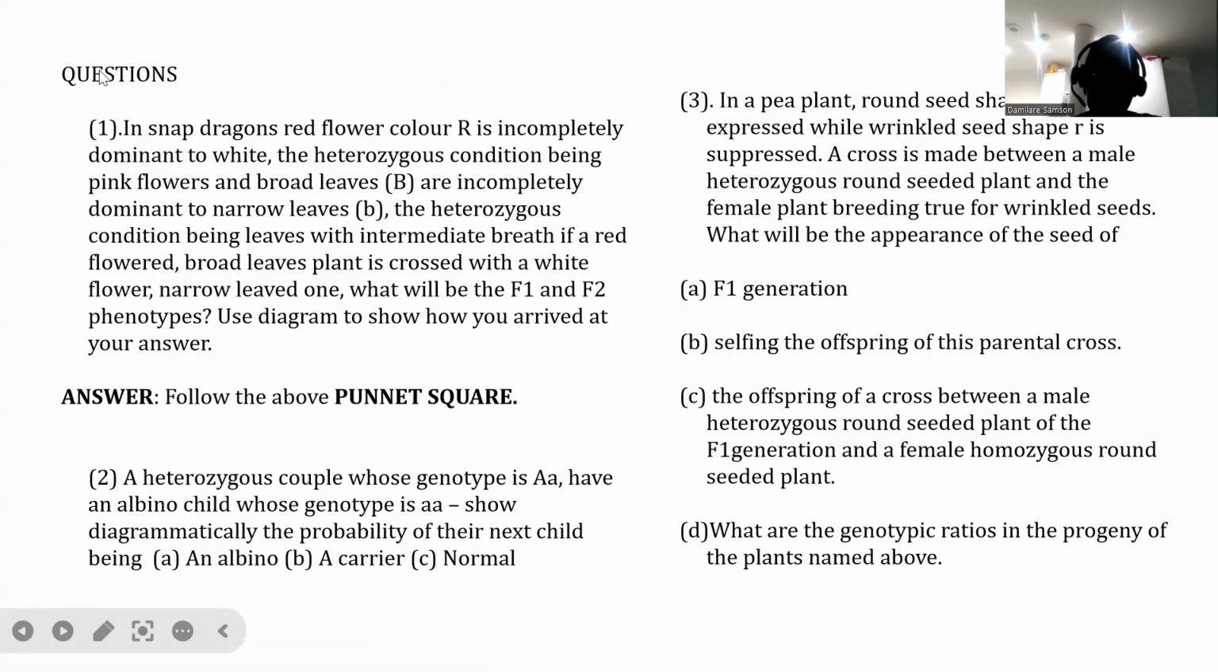So that is all about the Punnett square. Automatically, we've answered question 1. Now, the question they asked, if you remember very well, is: what will be the F1 and F2 phenotypes? Why do they ask that question? Because they know you are familiar with the 9:3:3:1 of Mendelian principle, which is for complete dominance. They now ask this question.